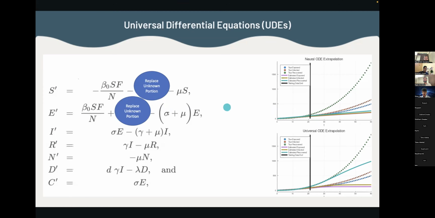What does that mean? It means that this portion we are going to replace by a neural network. So there will be two neural networks here to replace the two blue circles. And these neural networks will then be trained so that we are matching the data.